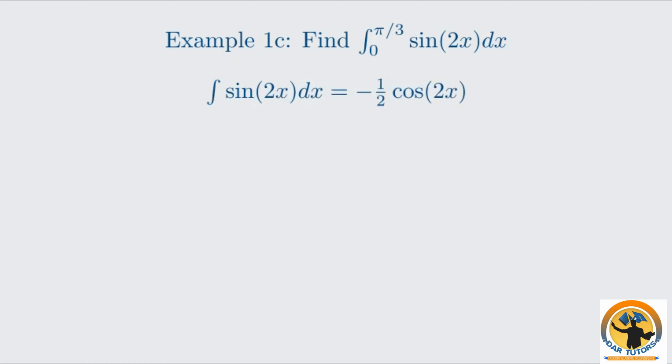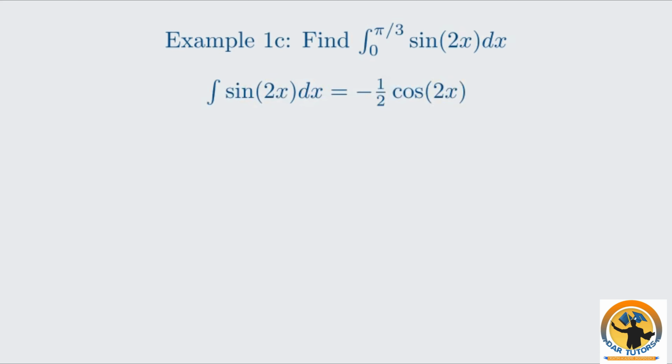Our next example involves a trigonometric function and radian measure. We need to find the integral from 0 to pi over 3 of sine of 2x. To find the antiderivative of sine of 2x, we can use a simple substitution or recall the chain rule in reverse. The antiderivative of sine of u is negative cosine of u. Because of the 2 inside the sine function, we need to divide by the derivative of 2x, which is 2. So the antiderivative is negative 1/2 cosine of 2x.